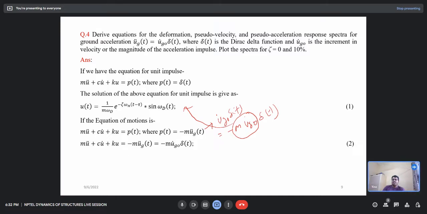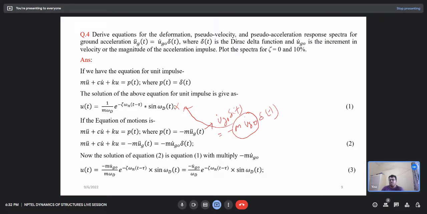And this is only the multiplication. If I multiply this with the m ug naught, then I will get the solution of the equation. So this is the solution of this equation. If my ground motion expression is this, then the solution becomes this: minus ug naught dot divided by omega d into exponential minus xi omega n (t minus tau) into sine omega d t. Is there any doubt up to this?